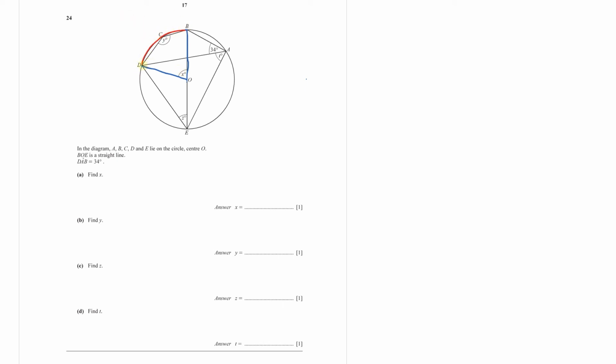But if you look, this arc DCB also makes this angle DAB here. So this angle DAB is also subtended by the same arc but is on the circumference. So we can use the property that for angles subtended by the same arc, if one is at the circumference and one is at the center, the one at the center is twice the angle at the circumference. So your X will be 34 into 2, which is 68 degrees. So X is 68.